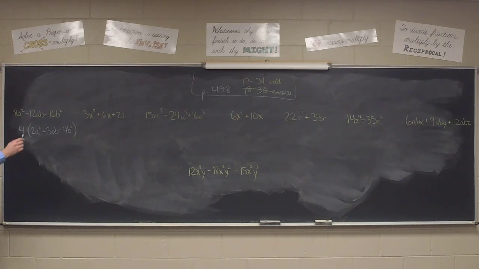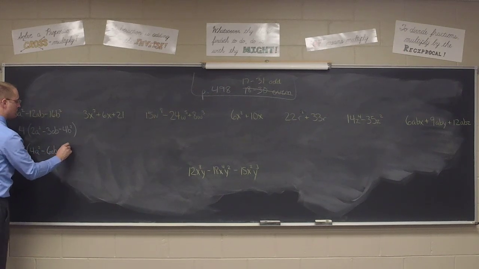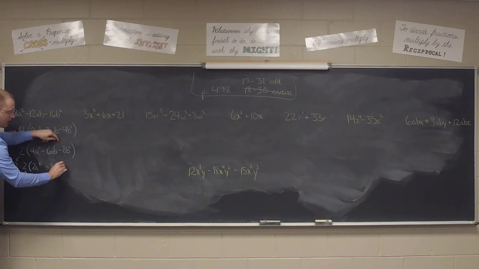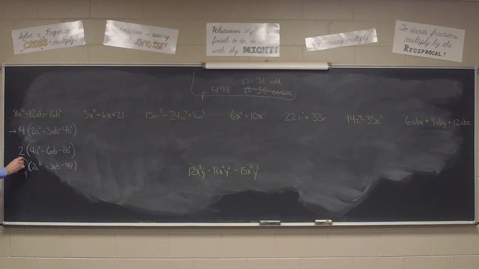What if, though? Let's just play devil's advocate here. You're like, hey, they're all even, I can pull out a 2. 4A squared, negative 6AB, negative 8B squared. This is not correct. It would distribute back, but you're not finished. But you could easily get to this step if you realize, wait, there's still a 2. And you decide, well, let's pull out another 2. I've already got this 2. Now let's pull out another 2 to give me 2A squared, negative 3AB, negative 4B squared. And I just rewrite that as a 4.